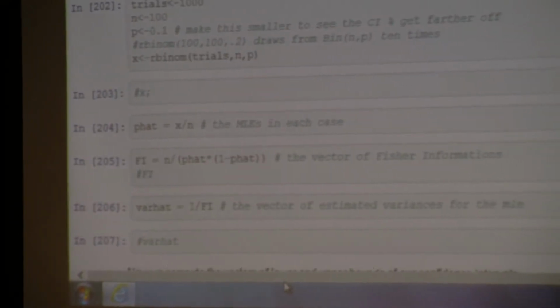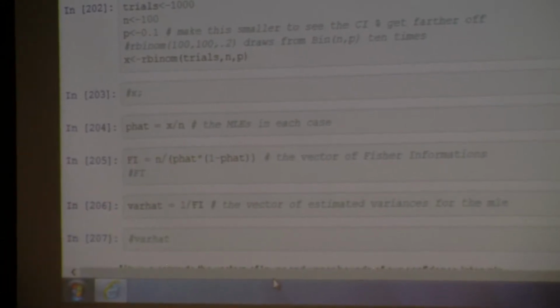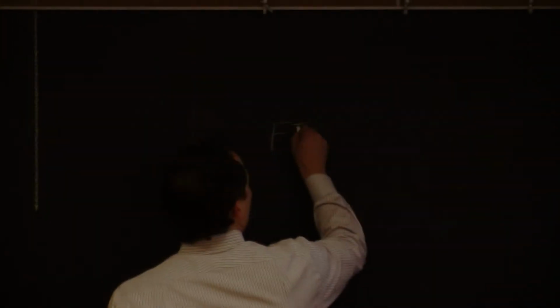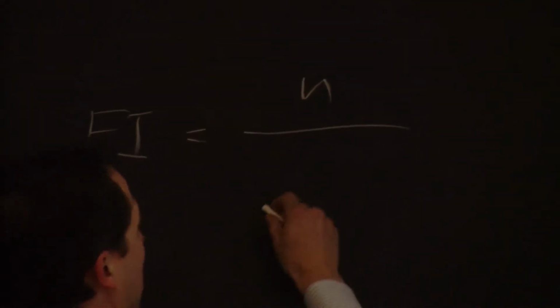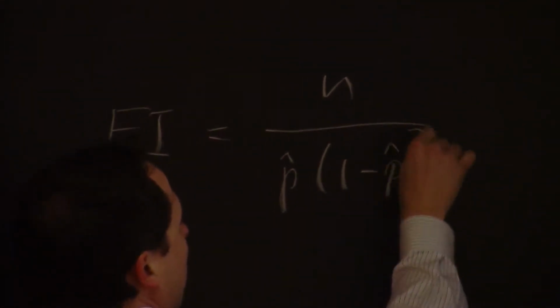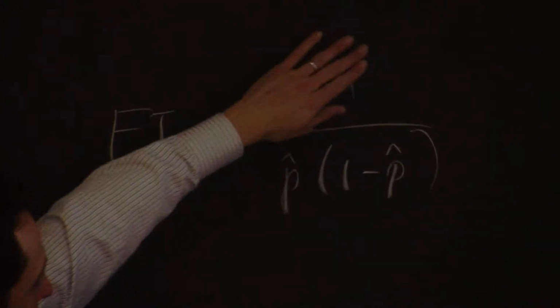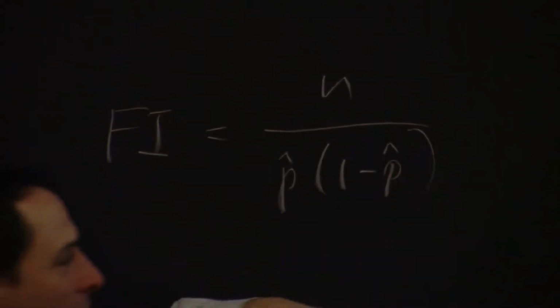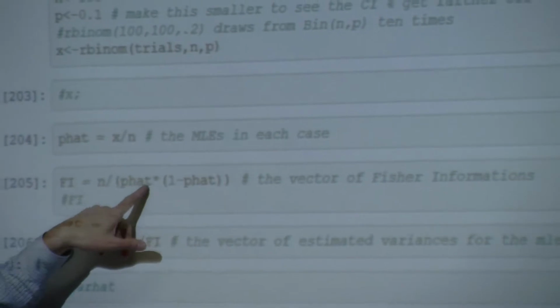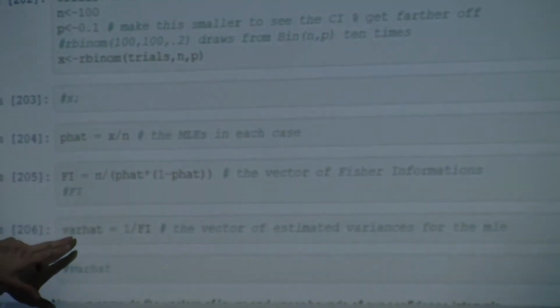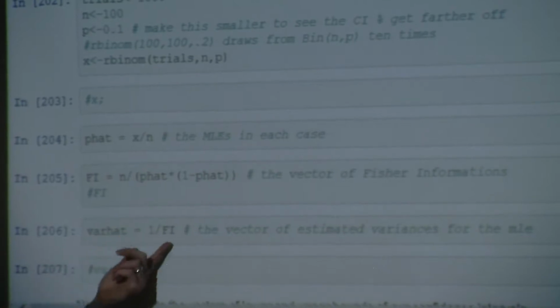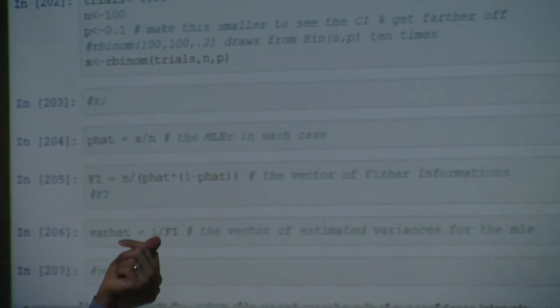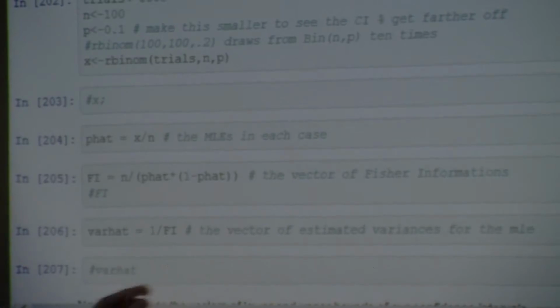So this is an untransformed maximum likelihood estimator, and we're saying that the Fisher information is equal to n divided by p hat times 1 minus p hat. The Fisher information is slightly different for each of these trials. And then the variance is just 1 over that. And again, this is doing a broadcasting. So this is a vector of Fisher informations, and for each entry it takes the reciprocal. That gives me a list of 1,000 variances, so I'm not printing them out.